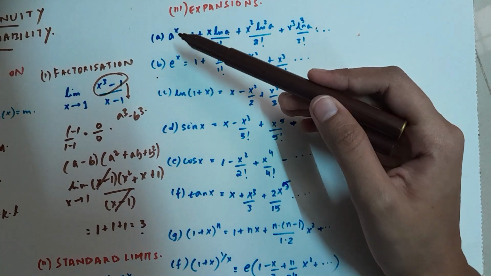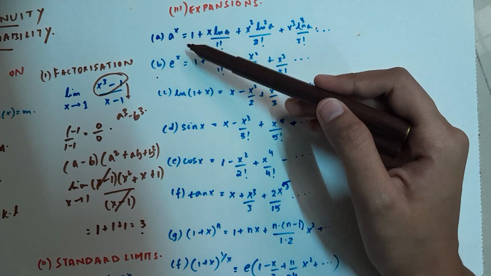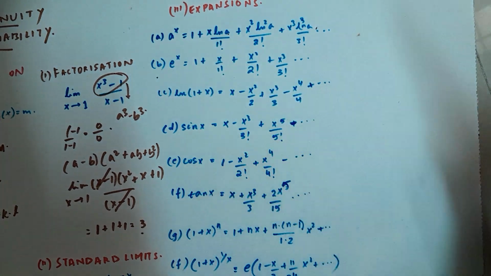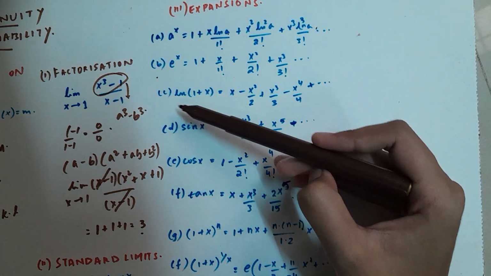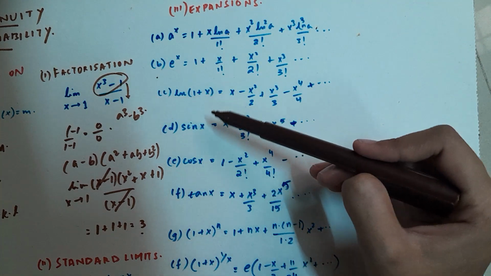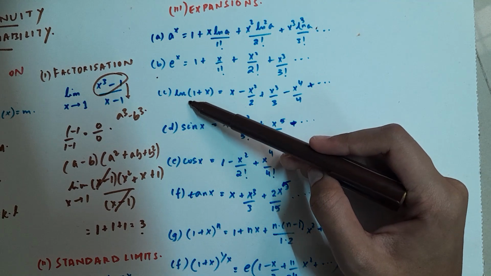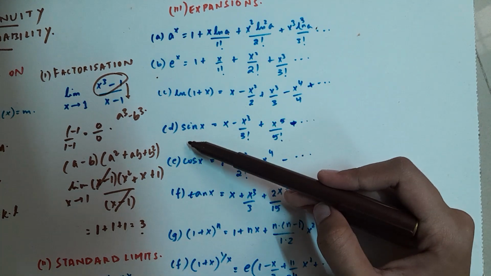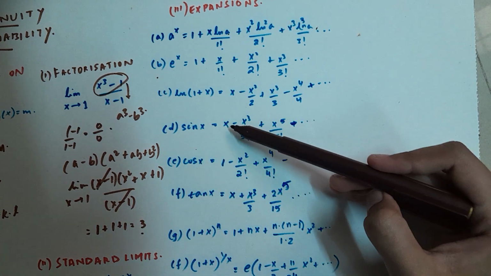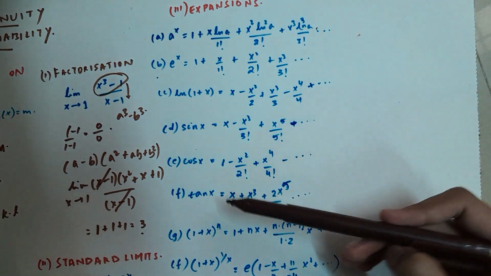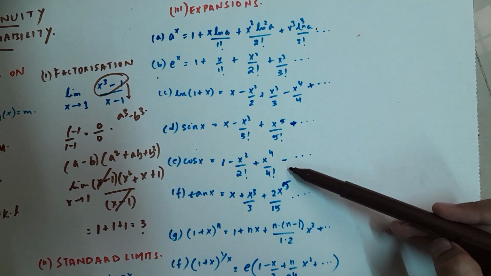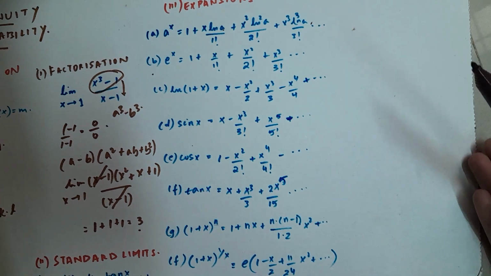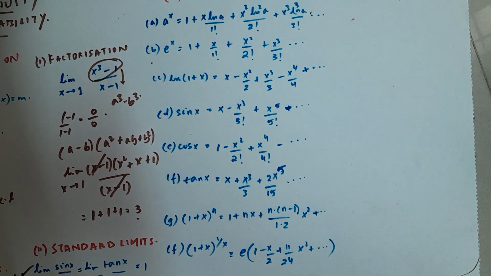And you can notice that the expansions of a power x and e power x start with a 1. So how I try to remember it is that in the ln of 1 plus x expansion, the 1 is already inside the ln, so you don't have a 1 in the actual expansion. And next, sine is an odd function, so you only get the odd powers in its expansion, and cos is an even function, so you get the even powers. These are just some ways that I try to memorize. Please feel free to remember them however you feel comfortable.